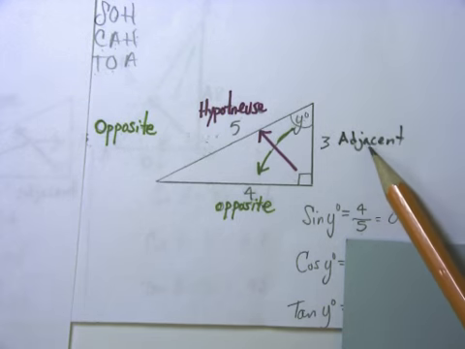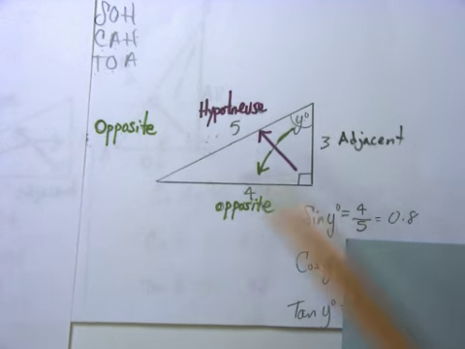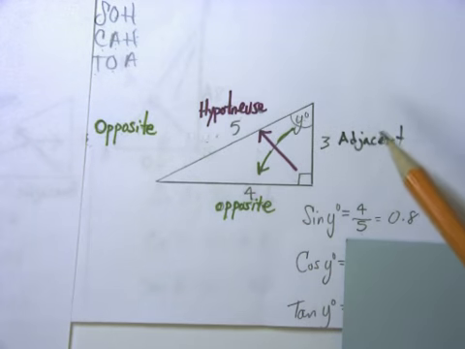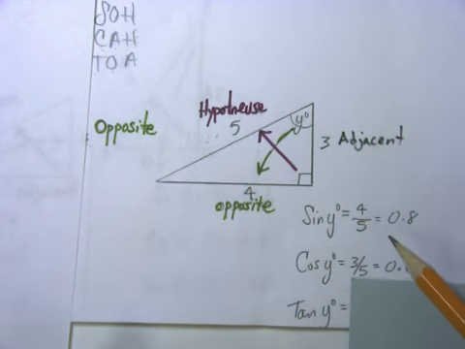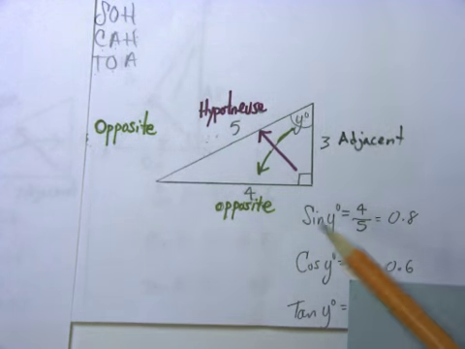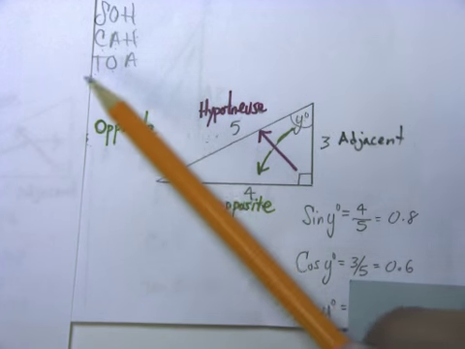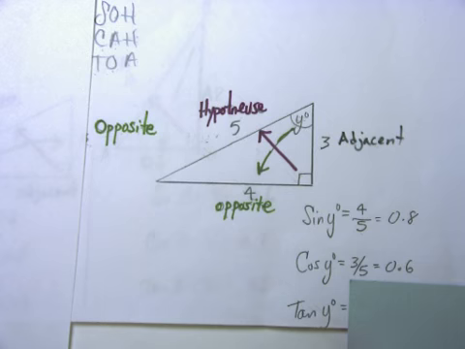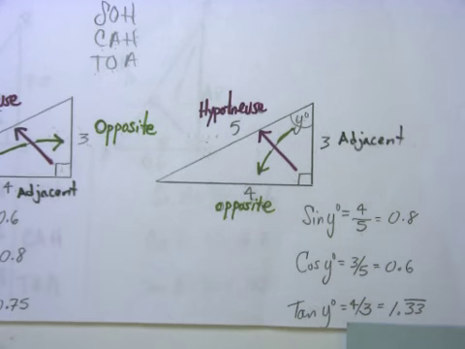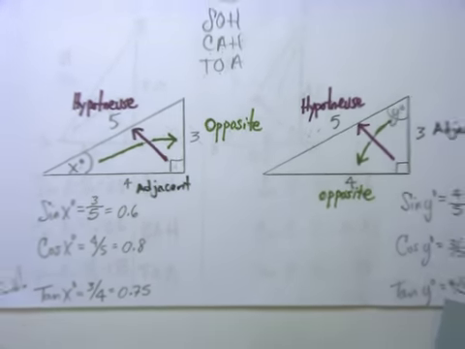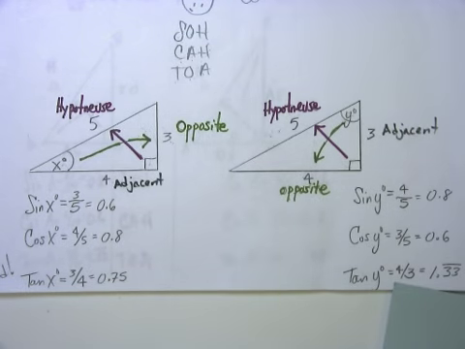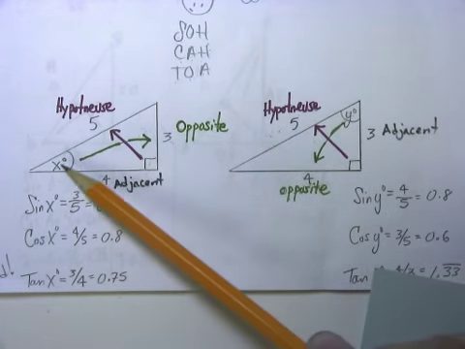Let's do the cosine function now. Well, the SOHCAHTOA shortcut tells me that the cosine is the adjacent over the hypotenuse. Here's my adjacent, here's my hypotenuse, so the cosine is the adjacent over the hypotenuse, or 3 over 5, which is 0.6. And finally, we have the tangent function, and in SOHCAHTOA, it tells me that it's the opposite over the adjacent. Well, the opposite is 4, and the adjacent is 3. So the tangent of Y is going to be 4 over 3, or 1.33.